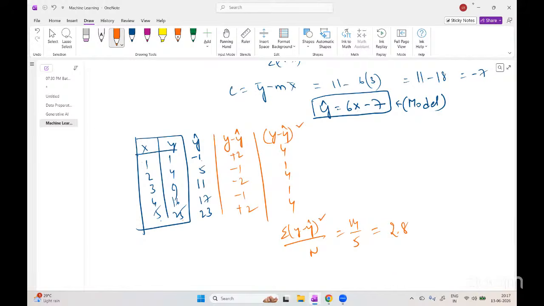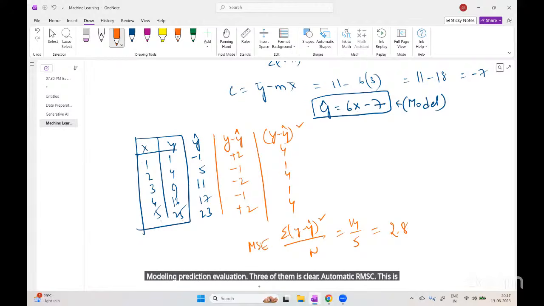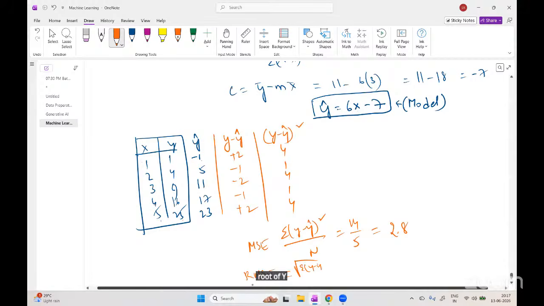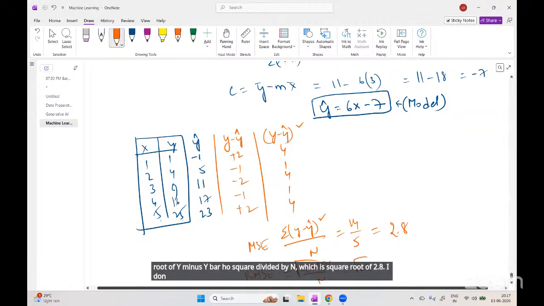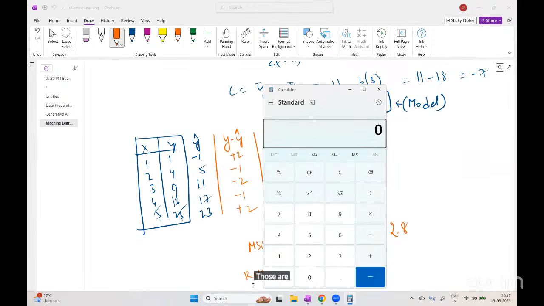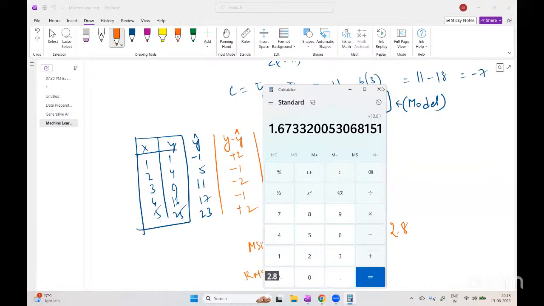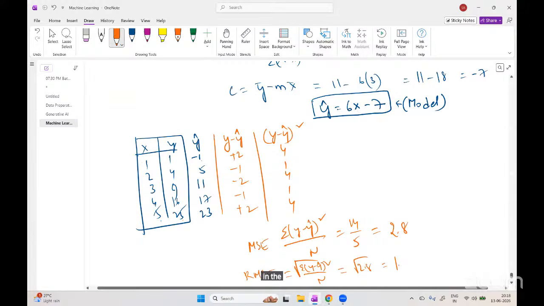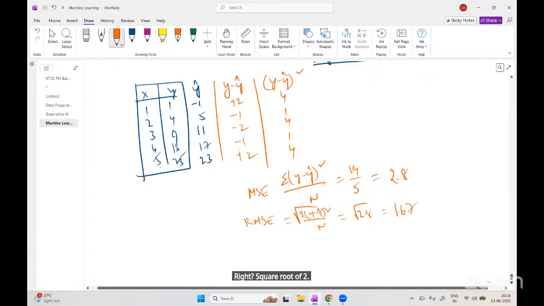Modeling, prediction, evaluation. The three of them are clear. Automatically RMSE, this is MSE. RMSE is nothing but the root of sum of y minus y hat whole square divided by n, which is the square root of 2.8. I don't know exactly, I have to open the calculator. Those were simple numbers I calculated, this is not a simple number. The square root of 2.8 is 1.67. In Python also, you simply apply the same thing: square root of 2.8.